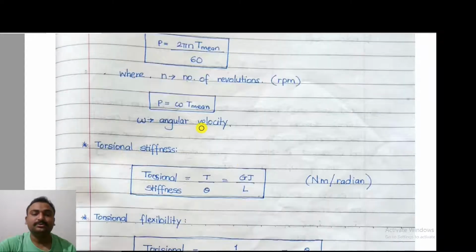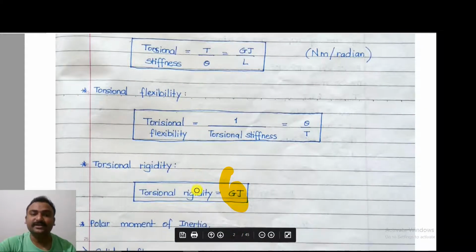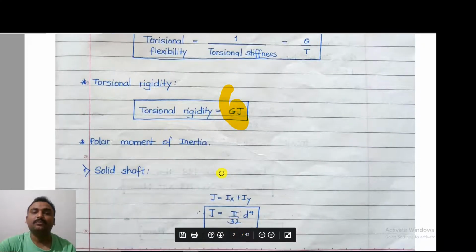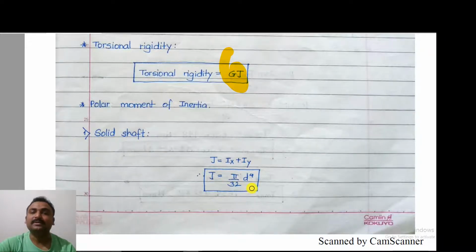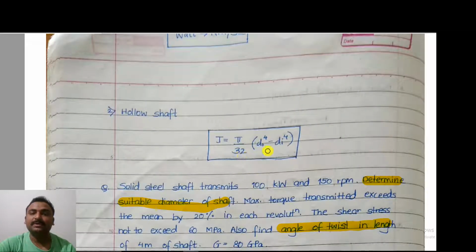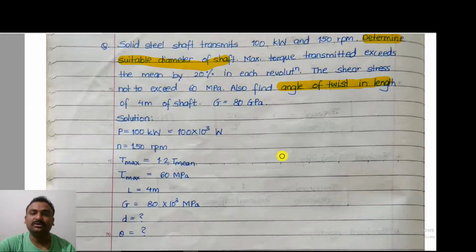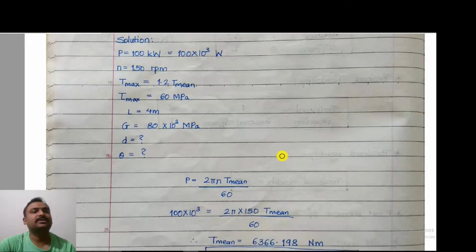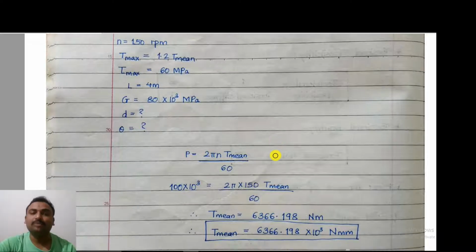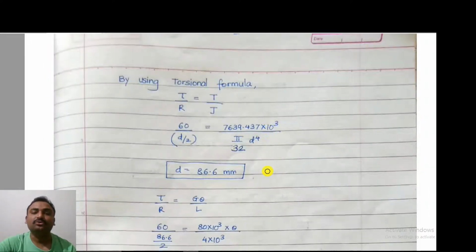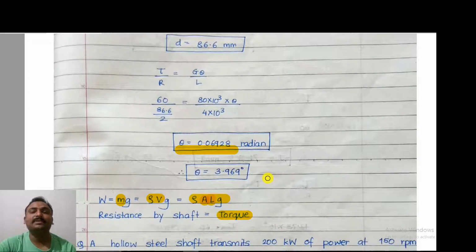We have seen all these formulas: torsional stiffness, torsional flexibility, torsional rigidity. The different formulas for polar moment of inertia: for a solid shaft, J is equal to pi by 32 d raised to 4. For a hollow shaft, pi by 32 into (d o raised to 4 minus d i raised to 4). We have seen these two sums, based on the design of the shaft, that is to determine the diameter of the solid shaft, the diameter of the hollow shaft, and the angle of twist that will be developed in the shaft after application of the torque.